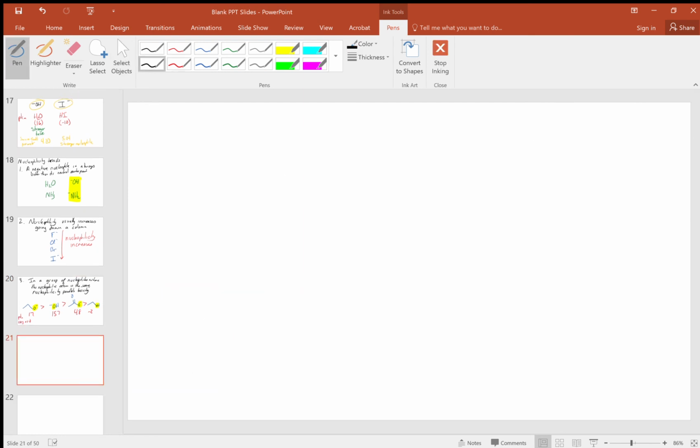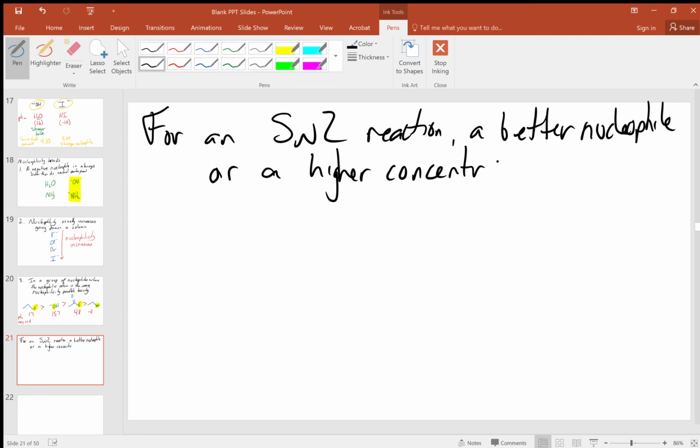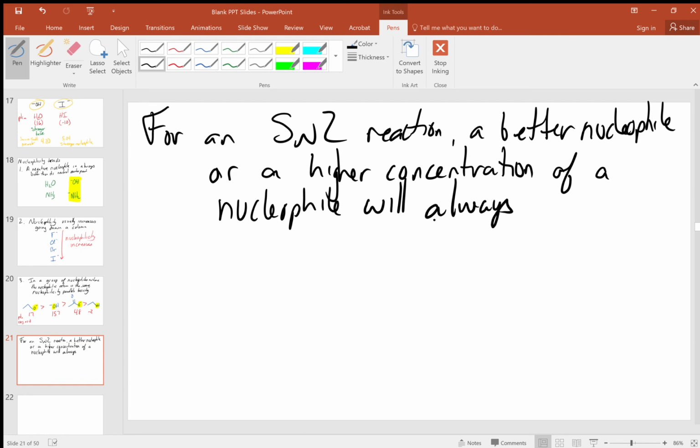So the overall effect for an SN2 reaction is this. For an SN2 reaction, a better nucleophile, or a higher concentration of a nucleophile, will always, this is one of the rare times we use that word, increase the reaction rate.